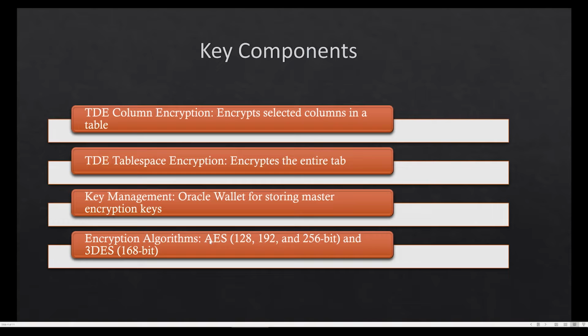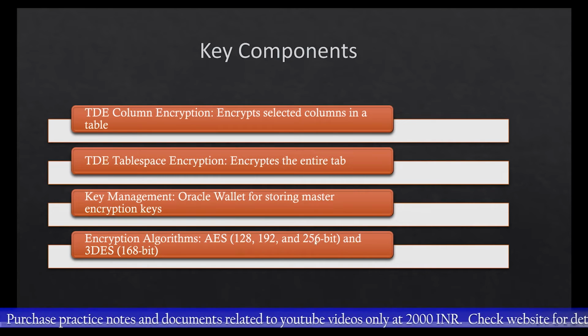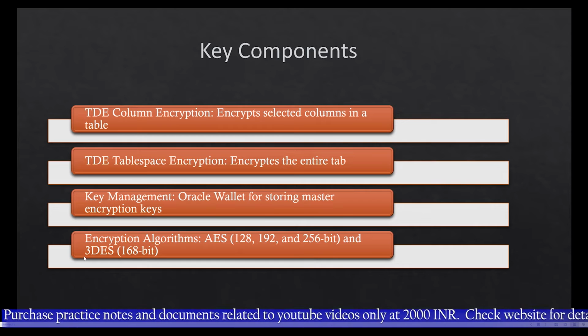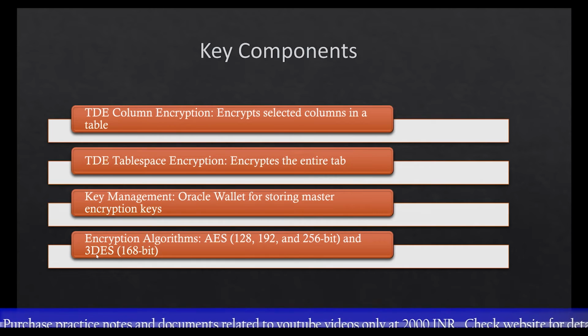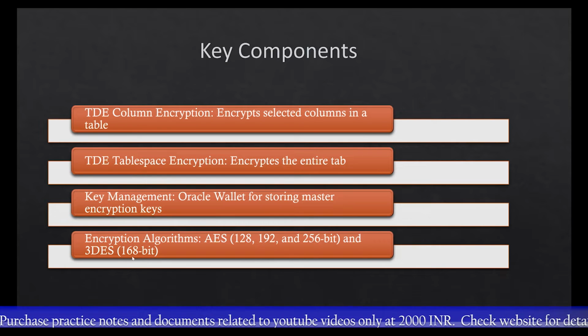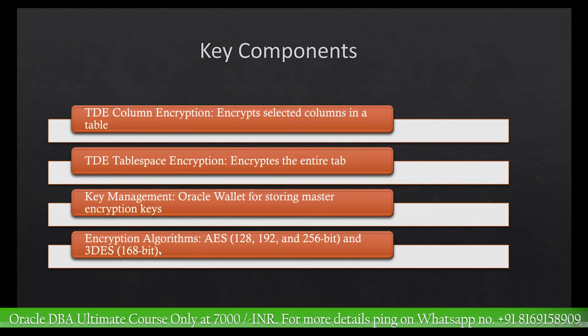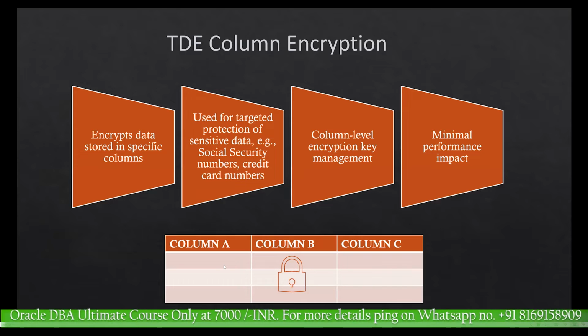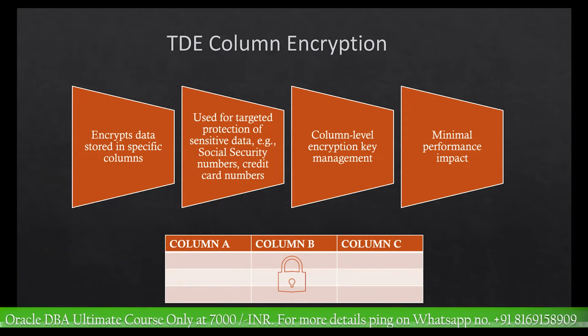One is AES, and this can be done using various bit methods. Like we can use 128, which is the default one, then 192 or 256 bit. And also we can use another method, where the encryption algorithm is 3DES, and this encryption method will be 168-bit data encryption. Okay. Now moving to the next section, what is the meaning of TDE column level encryption?